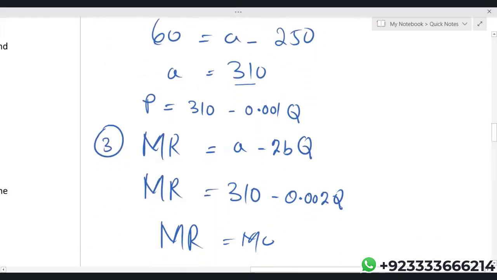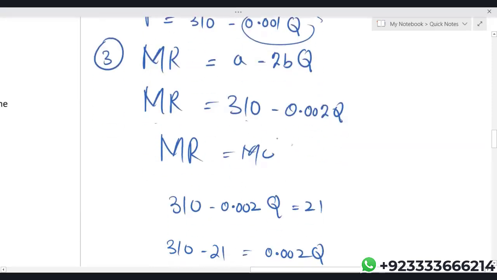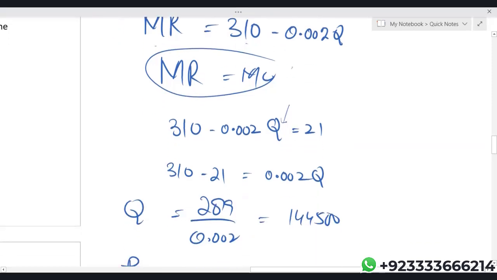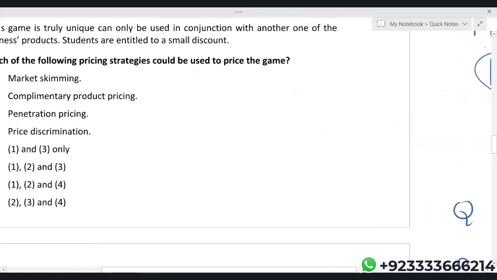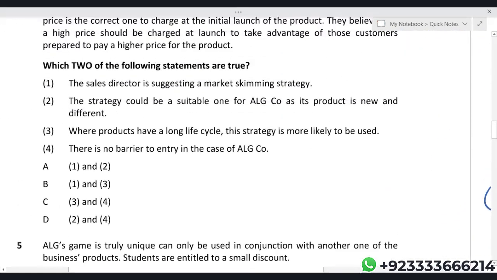Profit is maximized when MR is equal to MC. For the demand function, just convert that into MR. Marginal revenue is equal to A minus 2BQ. So we just multiply this by 2. It will become MR is equal to 310 minus 0.002Q. Then we equate this and calculate the Q. After calculating the quantity demanded, go back to the demand function to get the price. So now come here.